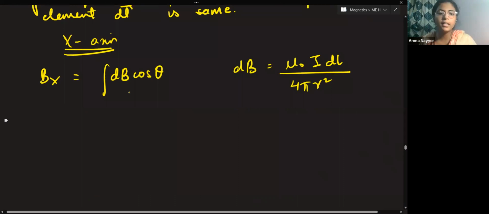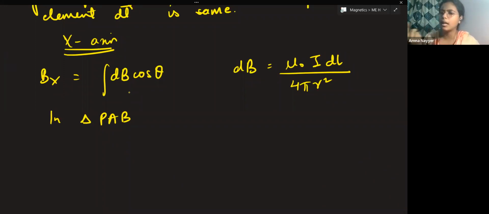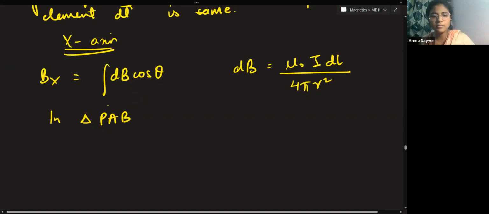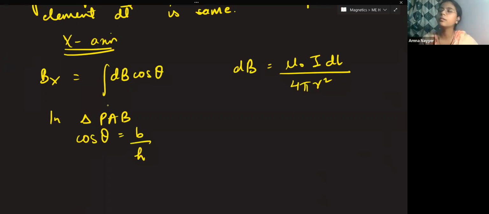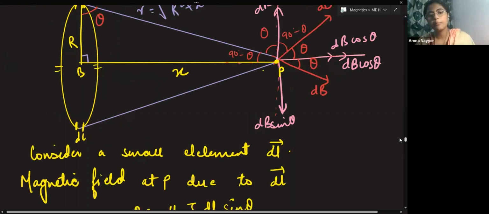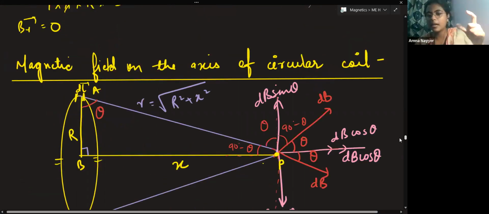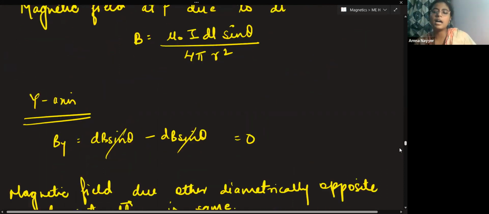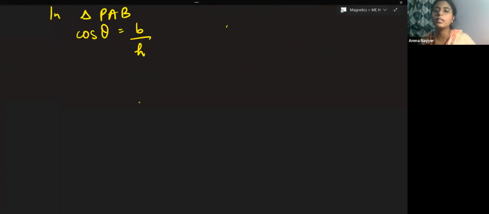So we have to find out cos theta. In triangle PAB, this is the only right angle triangle we are focusing on. Here we want to find the value of cos theta, that is base divided by hypotenuse. Base is AB, that is capital R. Hypotenuse is PA, which is small r. So cos theta becomes capital R divided by small r.